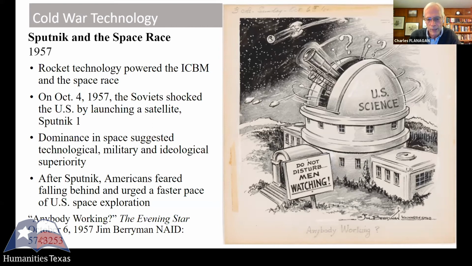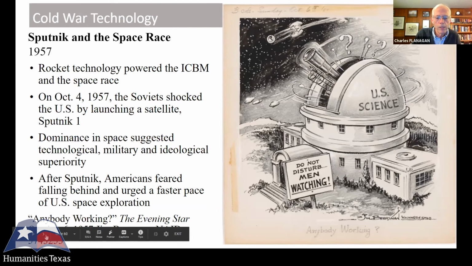So this race to get an ICBM, an intercontinental ballistic missile, has been going on since World War II. And in 1957, the Soviets shocked the US because they demonstrated that they could launch a rocket into space. And they launched a satellite called Sputnik. And this was one of the most shocking things to happen in the whole Cold War, because now America feels they're falling behind. And you can see the nervous scientists in this observatory, and it says, "Do not disturb, men watching." So this is going to kick off the space race, which, you know, right now is still happening with China landing a space vehicle on the moon just the other day.